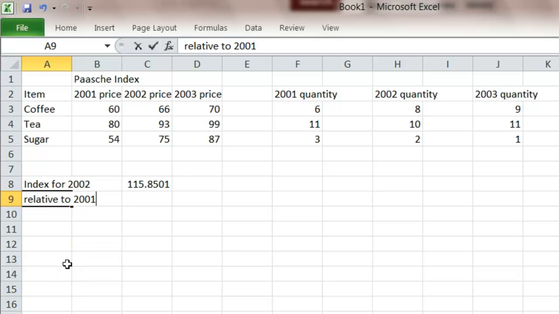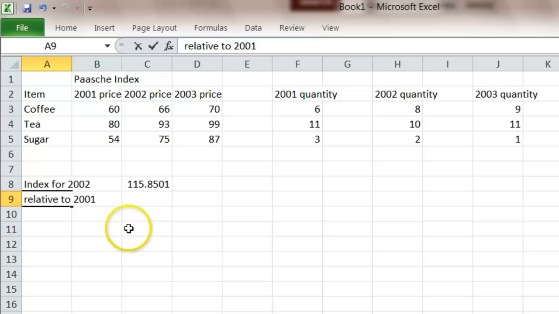So it depends on the year that you're looking at, and the problem with this method is that each time I want to work out a different year, I have to use its quantities. So if I wanted to work out the 2003 index, I'd have to use its quantities multiplying the 2003 prices divided by these quantities times the 2001 prices. So I don't get a fixed denominator. For each year's calculations, I've got to do a new denominator based on the new year's quantities.